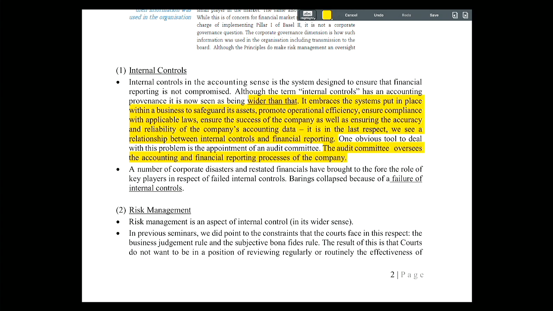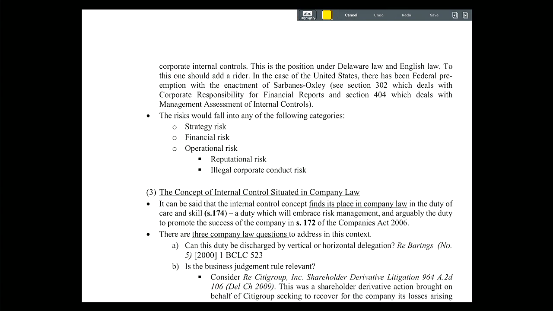And risk management is an aspect of internal control. So we're saying internal control here, we use it in a wider sense, not just the accounting sense. And we basically say risk management is an aspect of it. What I basically do here is to make a link between what you studied in company law so far, or at least the duties of directors. We know that directors have been given powers to manage the company. We also know that there's a duty of care and skill under Section 174. We know that there's subjective good faith and the business judgment rule.